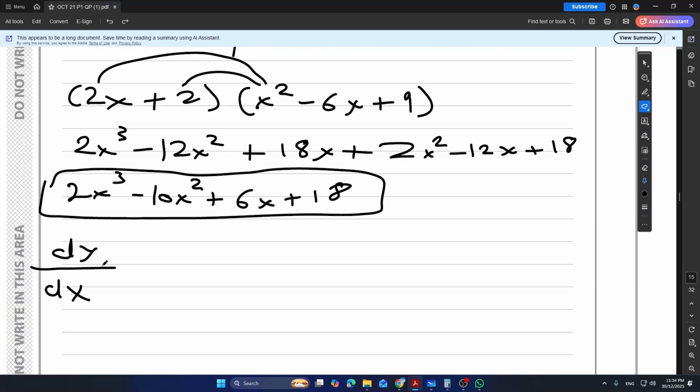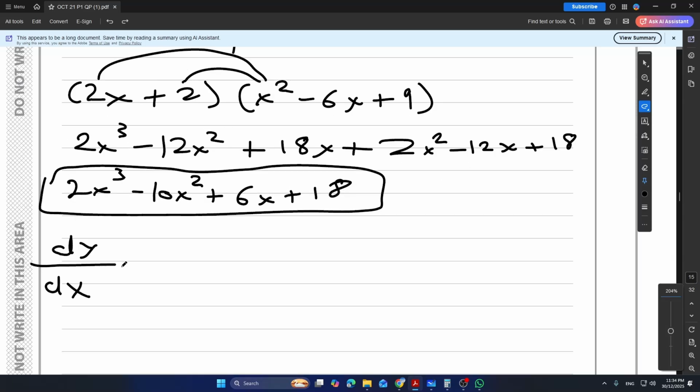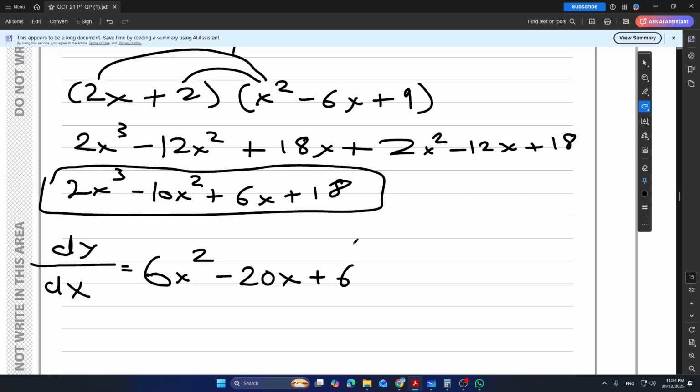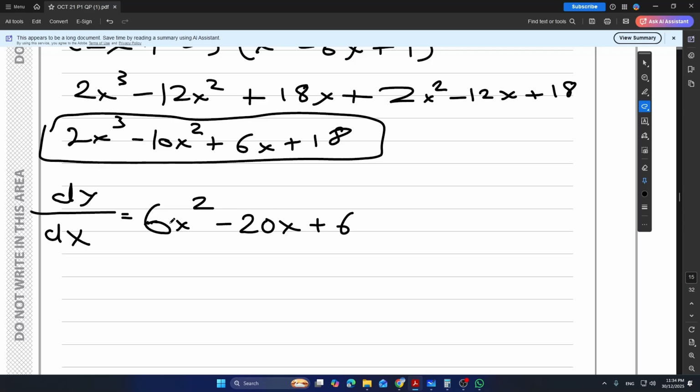So we have to use dy by dx, and we need to differentiate this. Again, we need to use the rule: power times coefficient, so 3 times 2 is 6, and 3 minus 1 is x power 2. 2 times 10 is minus 20, and 2 minus 1 is x power 1, or just x. The plus 6, we just remove the x, and this goes away. This is our differentiated equation, and this is how we're going to get the gradient.